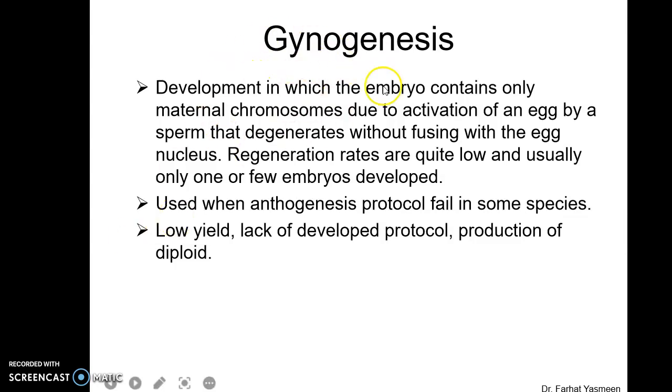In haploid culture, the second type is gynogenesis, in which the female ovary or ovules are used for haploid culturing. In this development, the embryo contains only the maternal chromosomes due to activation of an egg by the sperm that degenerates without fusing with the egg nucleus. So regeneration rates are quite low, and usually only one or a few embryos develop through the process of gynogenesis.